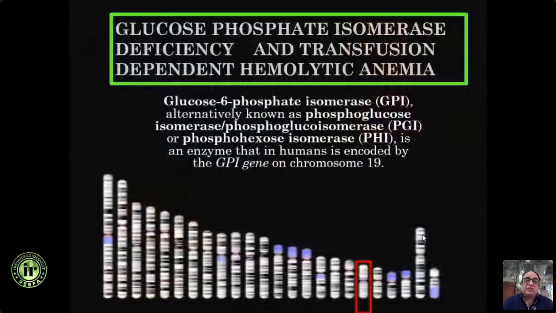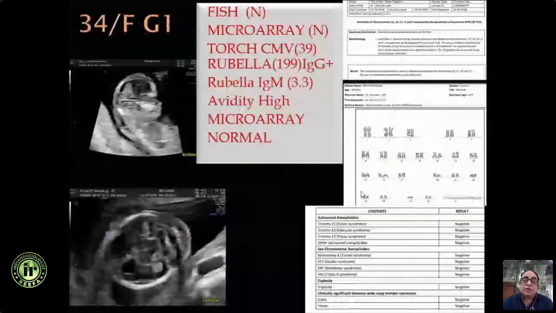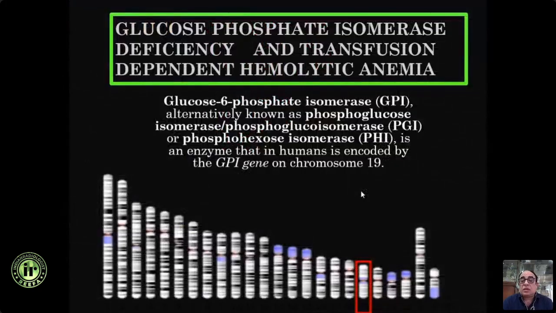So we did a CVS, and lo and behold, the diagnosis was a glucose phosphate isomerase deficiency. It is a third most common hemolytic anemia, which I had never heard of. And then we checked the parents, and both the parents were carrier for this gene, which is on the chromosome 19. The point to make here is that when we have a structural abnormality on ultrasound, we no longer rely on dual marker and the NIPT.